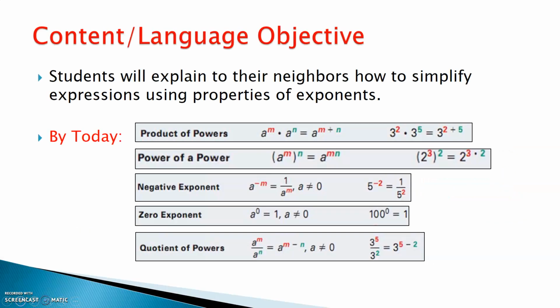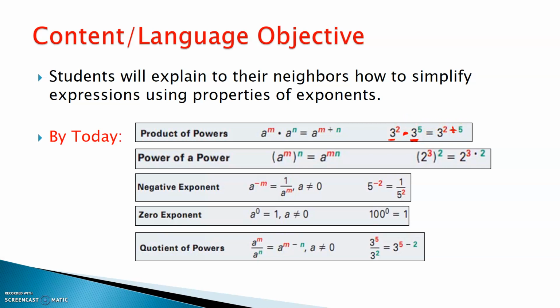So let me just talk about these first few right here. These are the 5 properties. By the end of today, you guys should be masters at all 5 of these. So product of powers. What is product of powers? Again, that means that whenever you have the same base and you're multiplying, what can you do with the exponents? You simply just add them together.